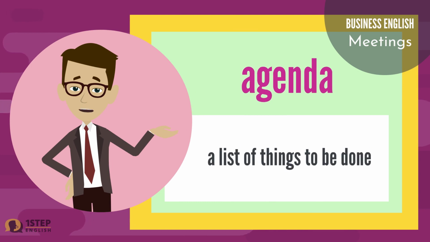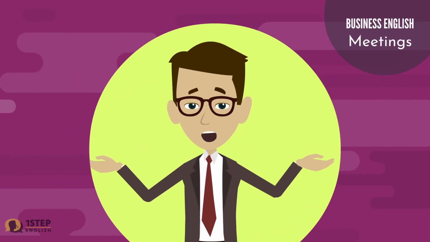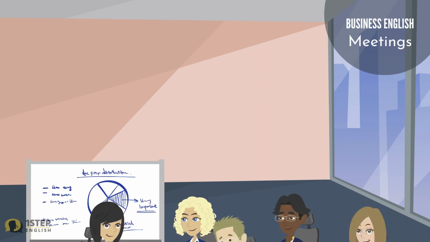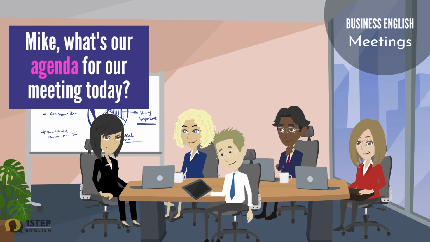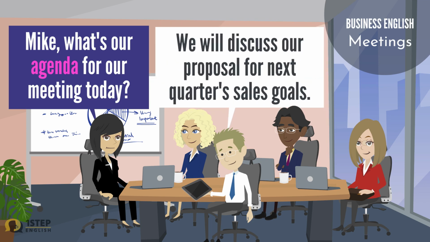Agenda. It refers to a list of things to be done. Agenda. Here's an example. Mike, what's our agenda for our meeting today? We will discuss our proposal for next quarter's sales goals.